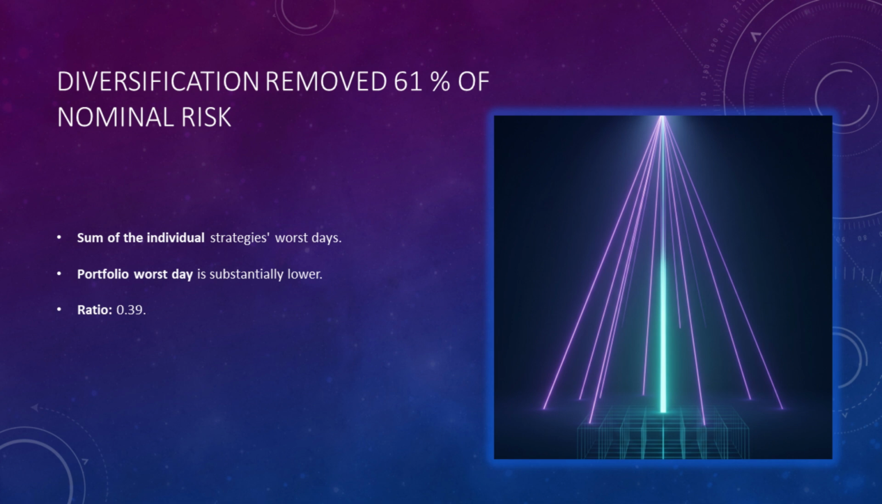I measured the worst day of each strategy separately and added them up. The worst day of the whole portfolio is substantially lower than that sum, a ratio of 0.39. In other words, diversification removes 61% of the nominal risk, because the worst days of the individual strategies mostly land on different dates. That's a concrete measured value for why you hold a portfolio instead of a single strategy. And it's also exactly the thing a bad allocation can destroy, which is precisely what happened next.